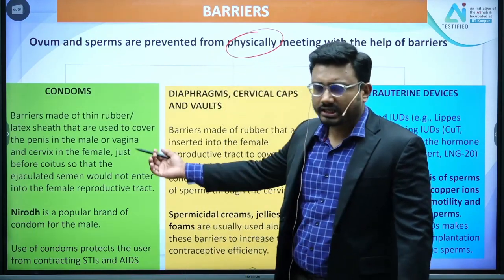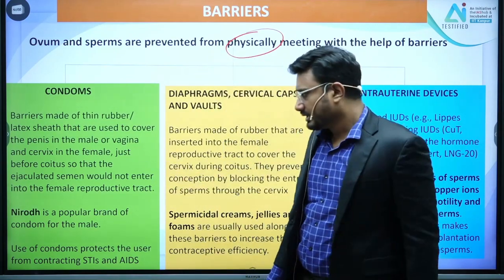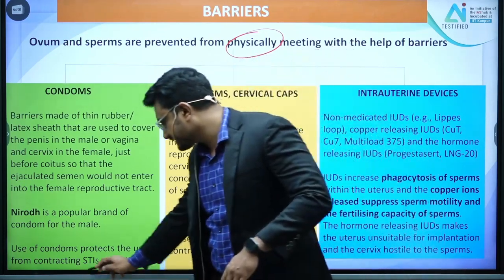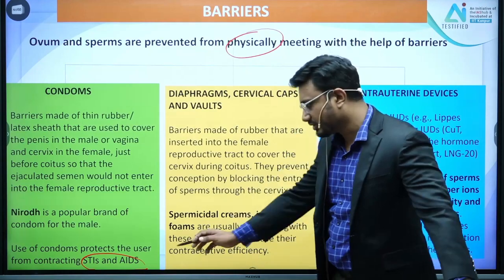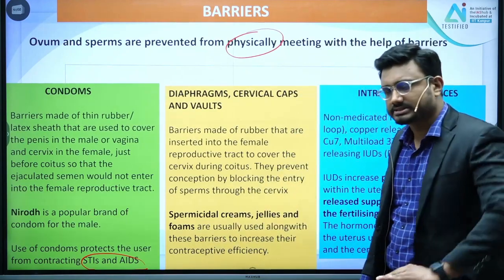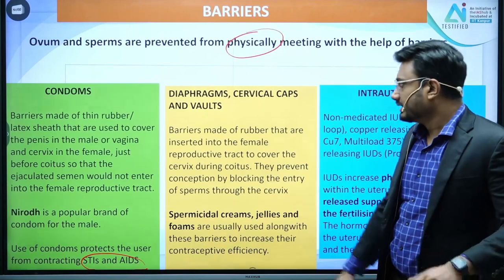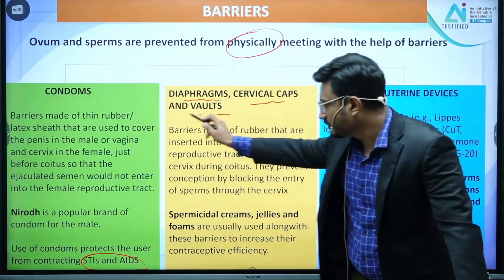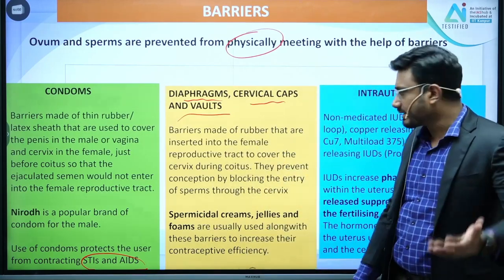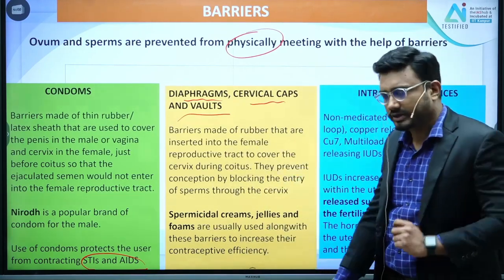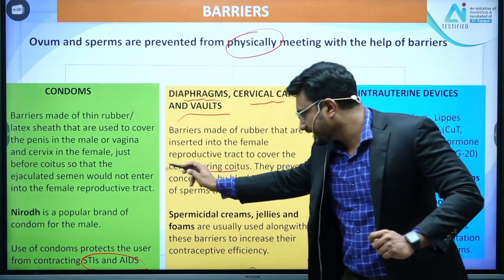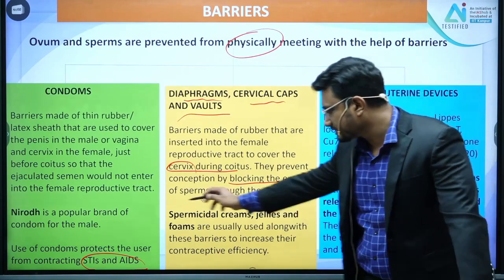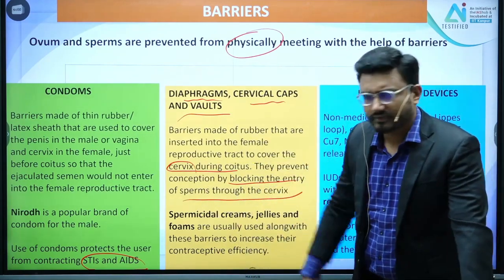Nirodh is a popular brand of condom. The use of condoms also helps in protecting from various sexually transmitted infections and also from AIDS, and it also helps in preventing pregnancy. The other barriers are the diaphragm, cervical caps and vaults. They are made of rubber and are inserted into the female reproductive tract to cover the cervix during coitus. They prevent conception by blocking the entry of sperms through the cervix, in a similar manner to condoms.